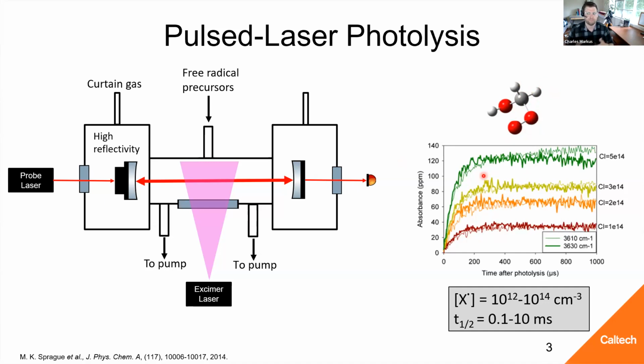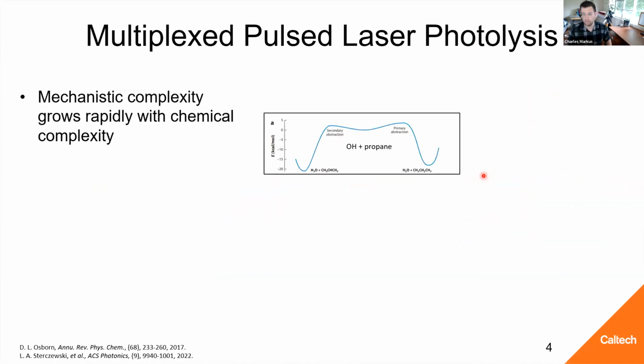And so this has worked well, especially for these small, simple molecules, but problems start to arise when you try to go to more complex systems. There's this challenge, which is that chemical mechanistic complexity grows very rapidly with small increases in the functionalization of a molecule. Here we have the potential energy surface of OH plus propane, where there's really only two paths it can take.